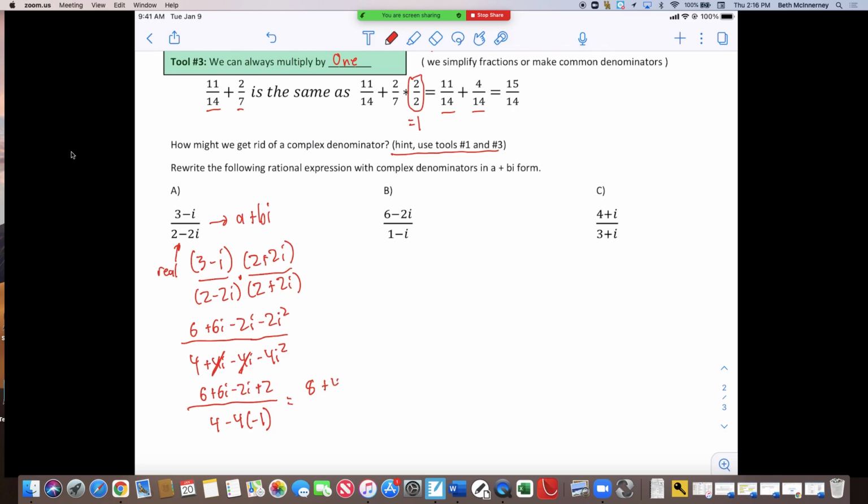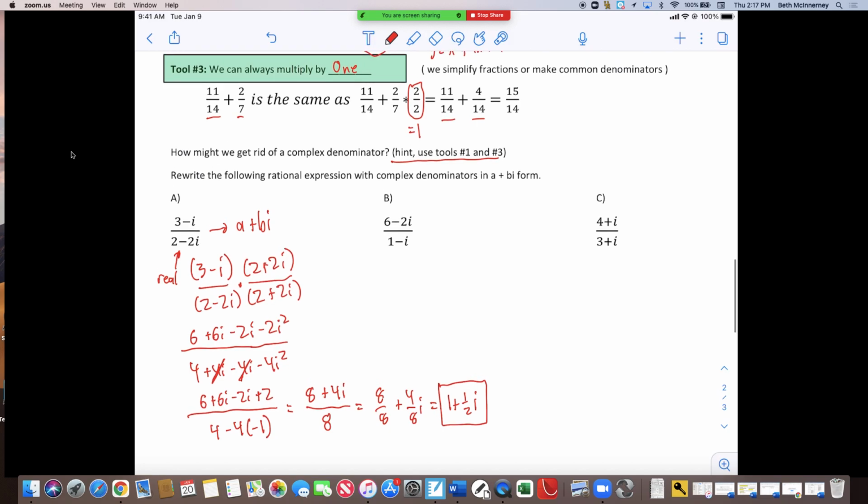And what this will give us is 8 plus 4i divided by 8, which equals, and we're always going to separate out the two terms. So this is going to be 8 over 8 plus 4 over 8i, which equals 1 plus 1/2 i, okay?